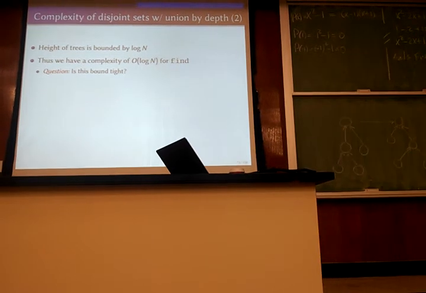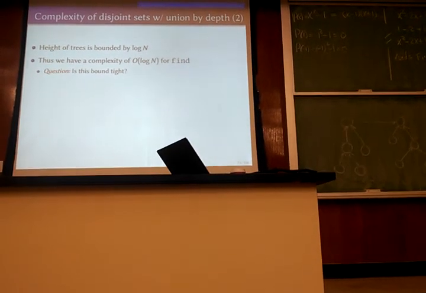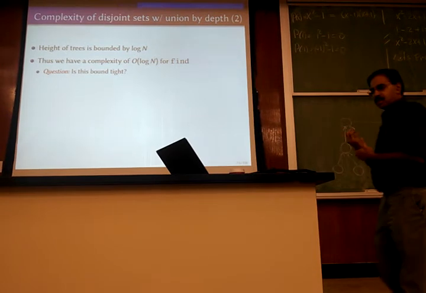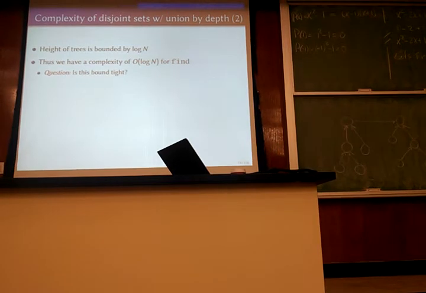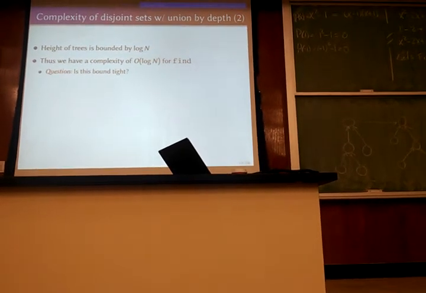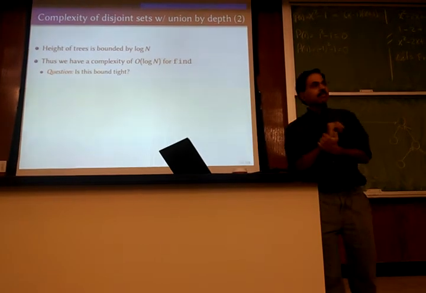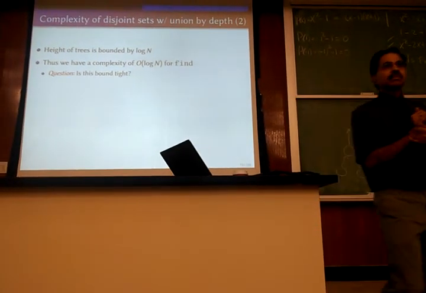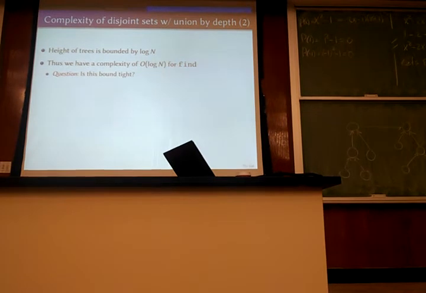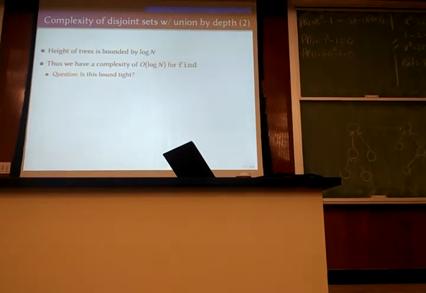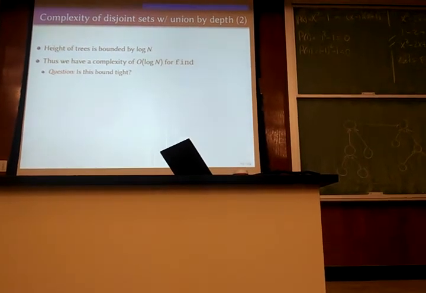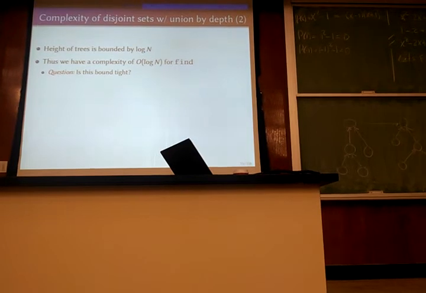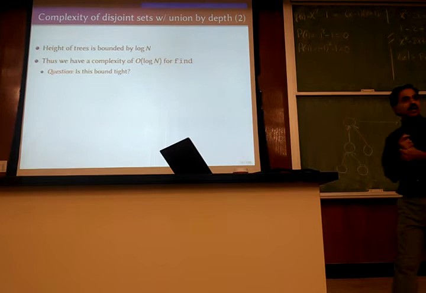So, question: is this a tight bound, or are we making approximations? Can we construct examples where it does take O of log n time? Can we construct a sequence of O of n operations, where using this improved algorithm, the average cost per operation is O of log n?